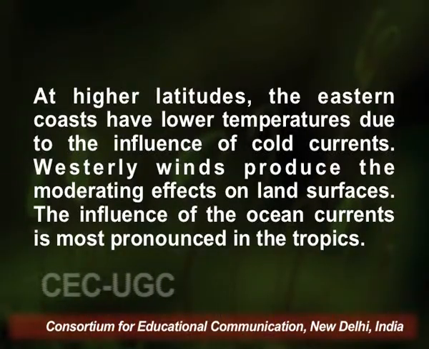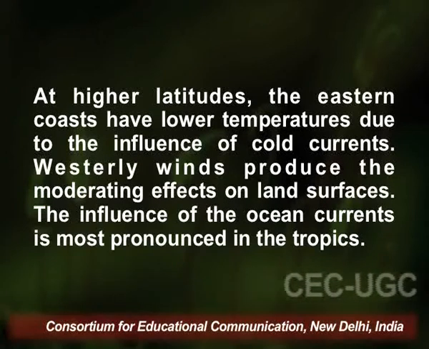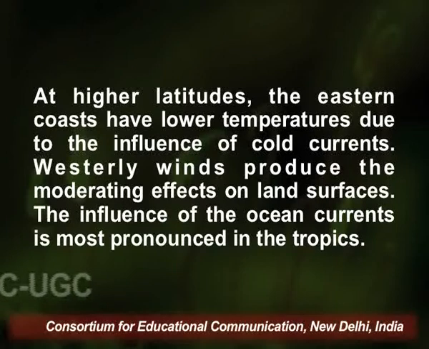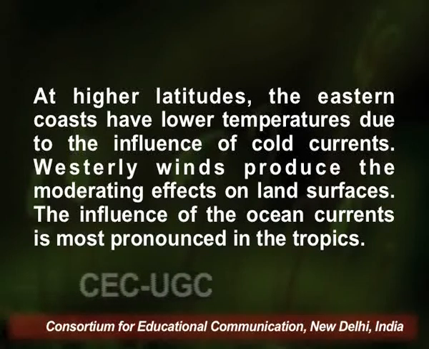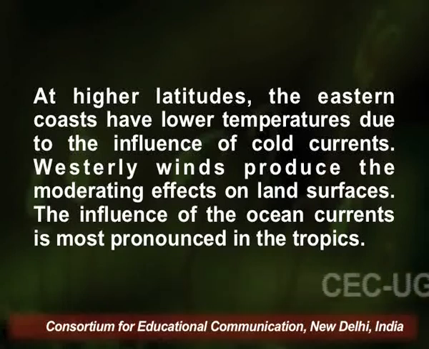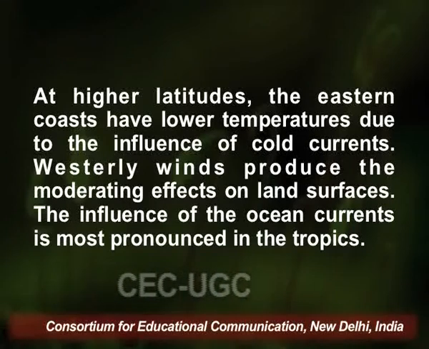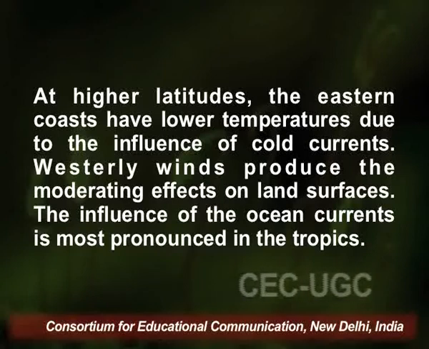At higher altitudes, the eastern coasts have lower temperatures due to the influence of cold currents. Westerly winds produce moderating effects on the land surfaces. The influence of ocean currents is more pronounced in the tropics. So, in tropical regions, ocean currents influence the ecological factors, light and temperature, to a greater extent.